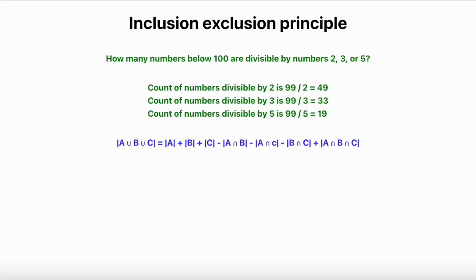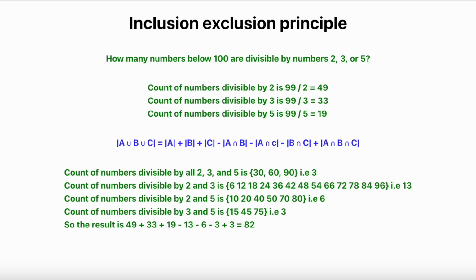Here, we should not double count or triple count numbers. For example, number 10 is divisible by 2 and 5. Number 15 is divisible by 3 and 5. Number 30 is divisible by 2, 3 and 5. So, the union of three sets can be defined as the sum of the numbers of elements of three sets A, B and C, minus the intersection of any two sets, plus the intersection of all three sets.